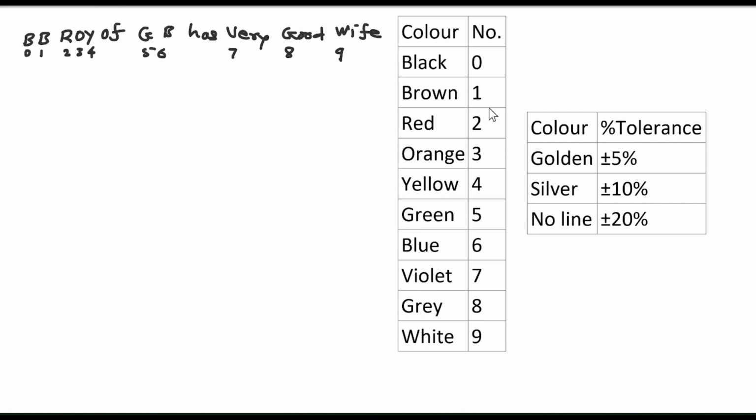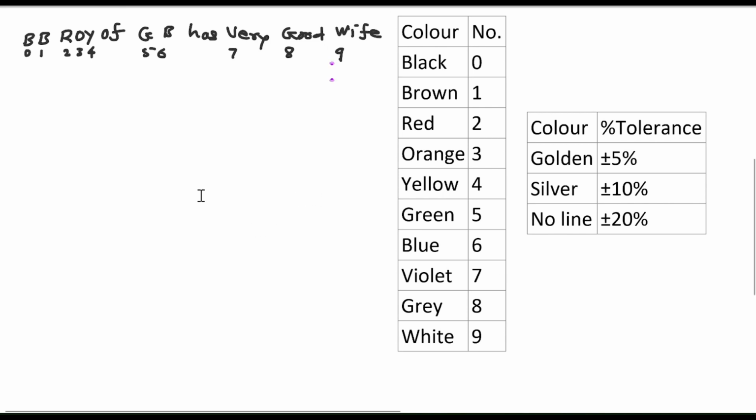Now for golden color, we have plus or minus 5% tolerance. For silver color, we have plus or minus 10% tolerance. And if there is no color line as the fourth band, then there is plus or minus 20% tolerance.